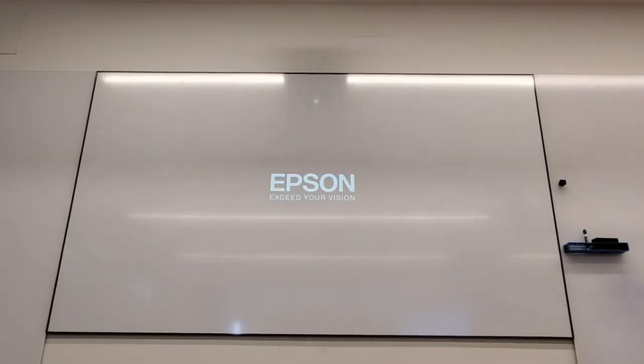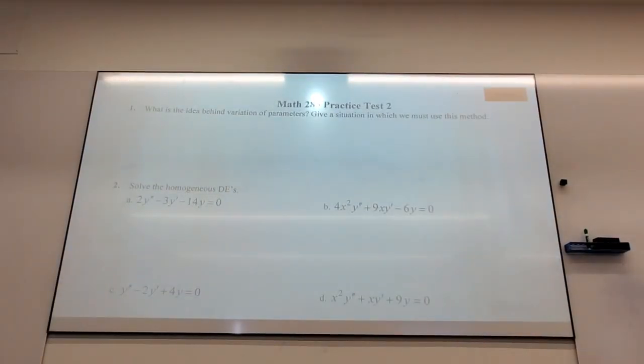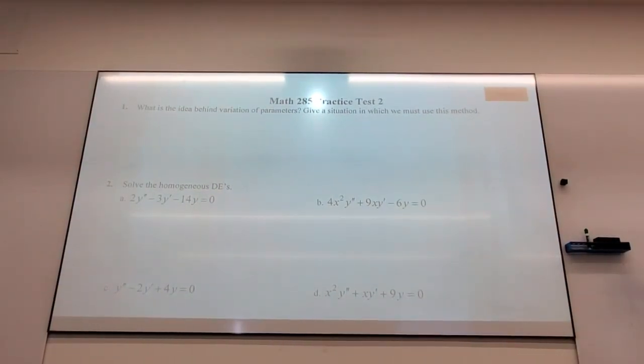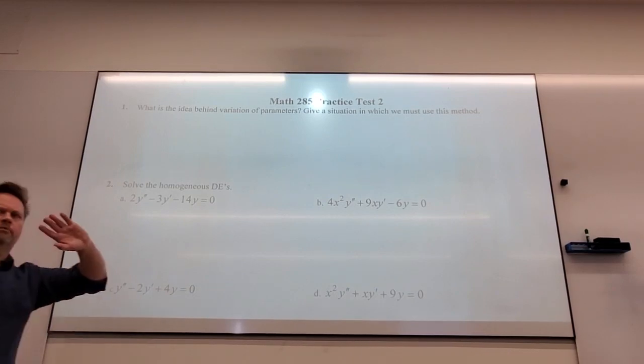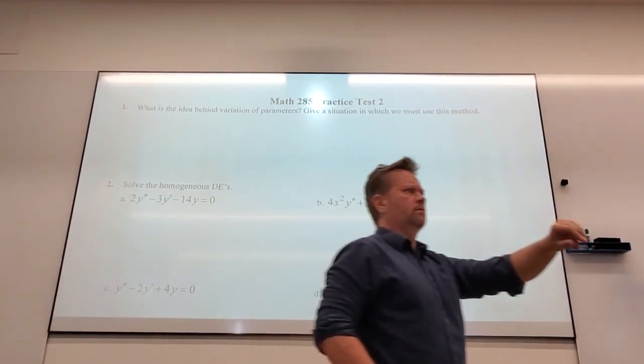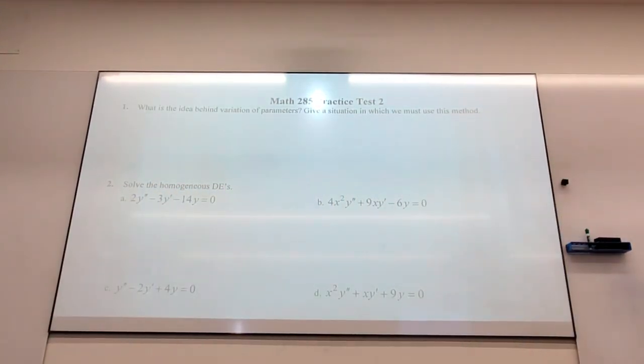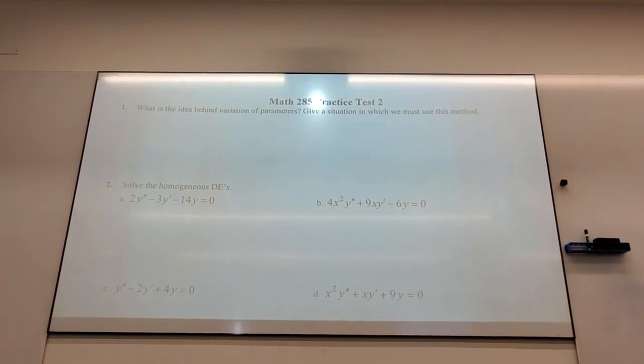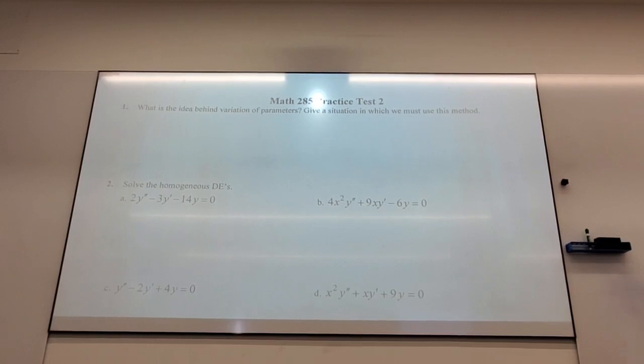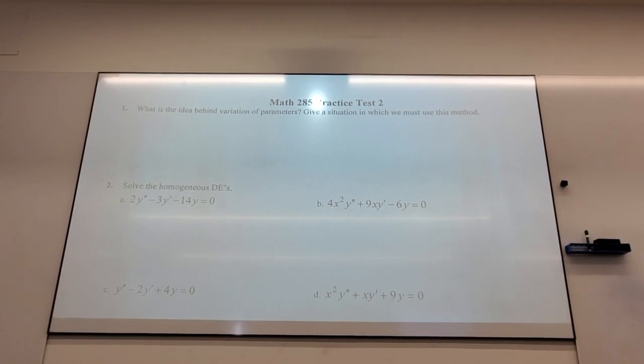Did anyone give or have an answer for number one? What is variation of parameters? That's when we do what? I'll get it started. We figure out YC, and then we do something based on that. And you're like, can you give me a little more, Jeff?